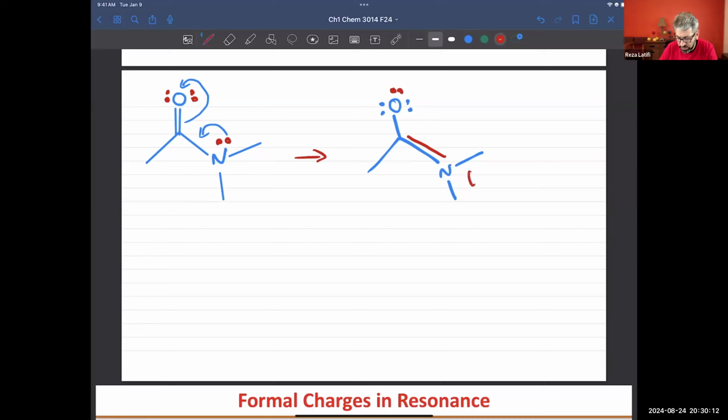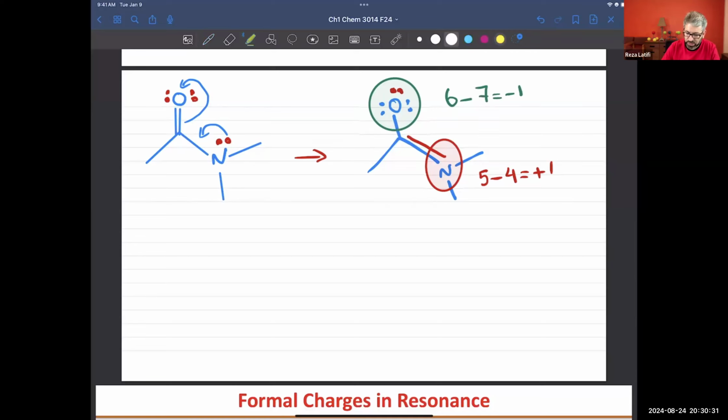Formal charge for nitrogen. If I draw a circle around it, nitrogen is a group 5. I see only 4 electrons around this, so it will be +1. How about oxygen? Oxygen is a group 6, but I see 7 electrons around it, so it's -1. Now, -1 plus 1. How about the starting point? The starting point, we had the formal charge 0, and that one also 0.